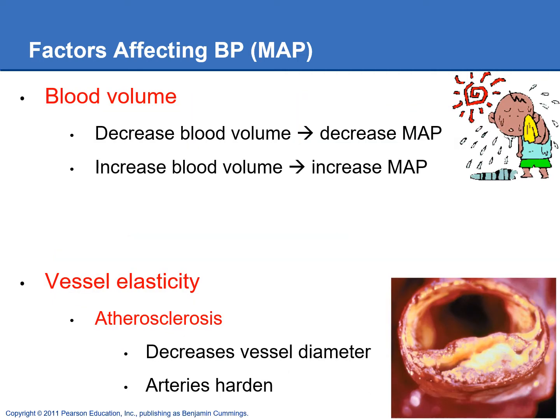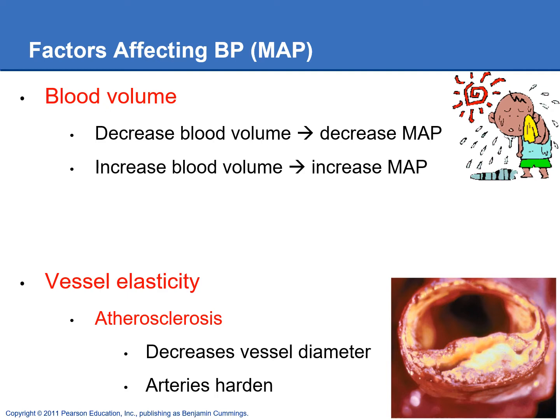And then another factor that affects the blood pressure is blood volume. So if you decrease the amount of blood, that will decrease the blood pressure because now there's not as much blood putting as much pressure on the walls of the blood vessels. So decreasing blood volume maybe is caused by dehydration, or maybe there's been some blood loss. If you increase the blood volume, maybe the kidneys are failing and you're not able to get rid of as much water as you should, that'll increase the blood volume, put more pressure on the blood vessel walls, and that'll increase the mean arterial pressure.